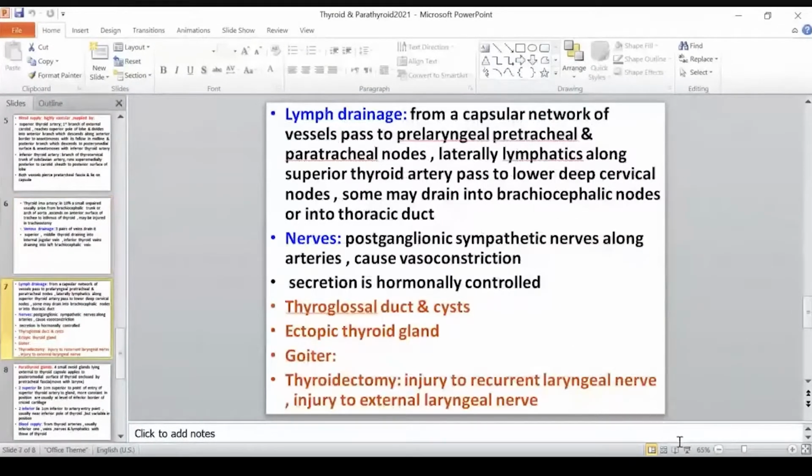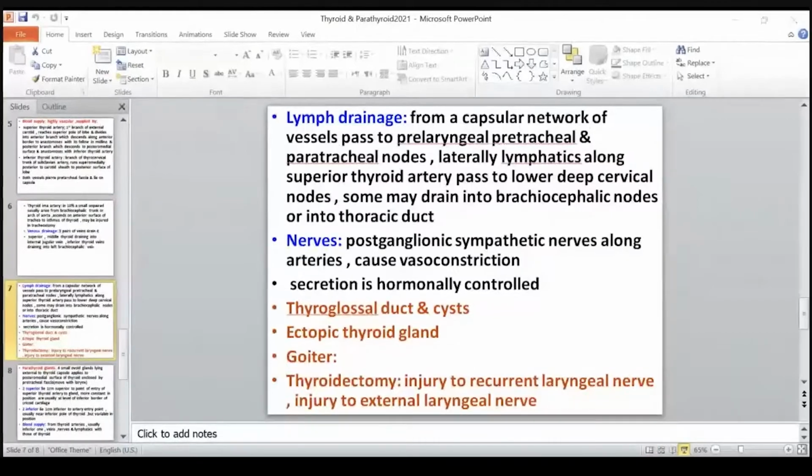The lymph drainage of the thyroid gland arises from a capsular network of vessels over the capsule of the thyroid and passes to prelaryngeal, pretracheal, and paratracheal nodes. Laterally, the lymphatics along the superior thyroid artery pass to the lower deep cervical lymph nodes. Some may drain into brachiocephalic nodes or into the thoracic duct.